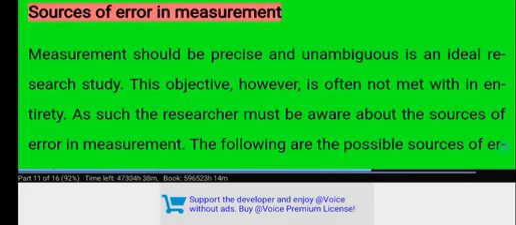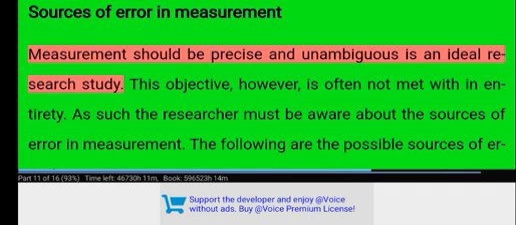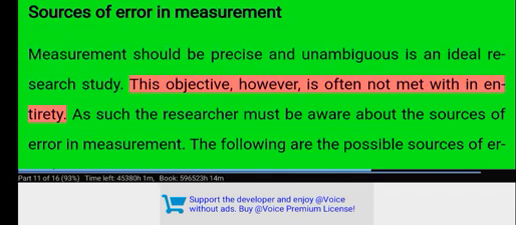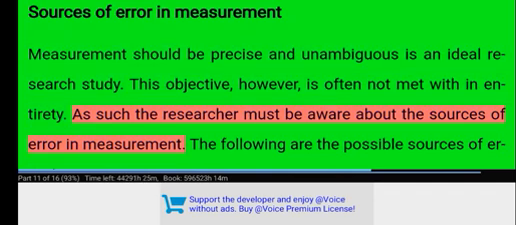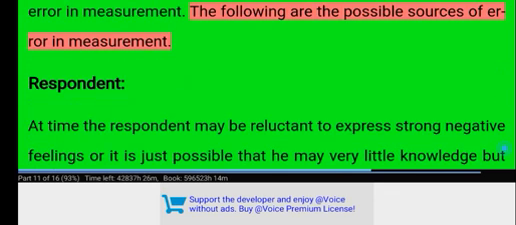Sources of error in measurement. Measurement should be precise and unambiguous as an ideal research study. This objective, however, is often not met in its entirety. As such, the researcher must be aware of the sources of error in measurement. The following are the possible sources of error in measurement.